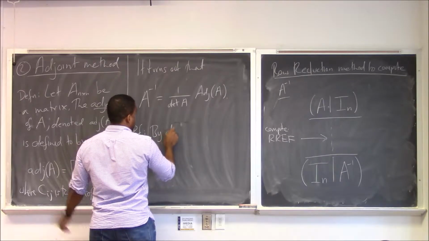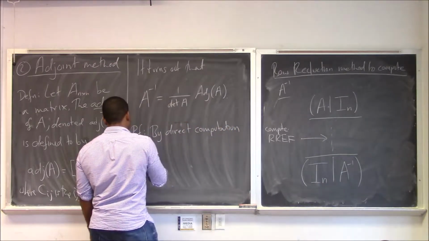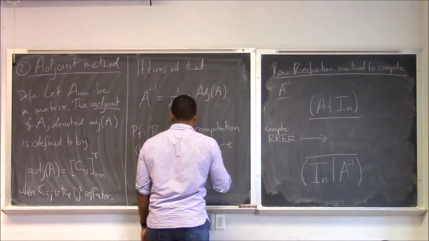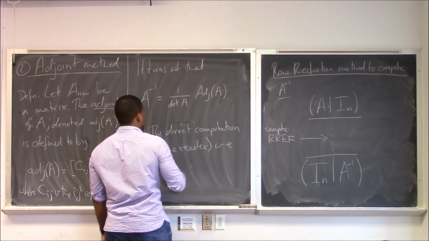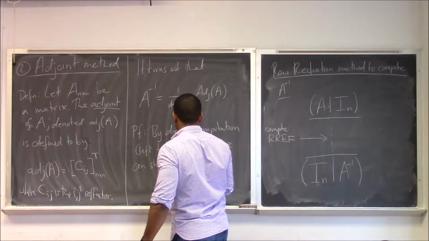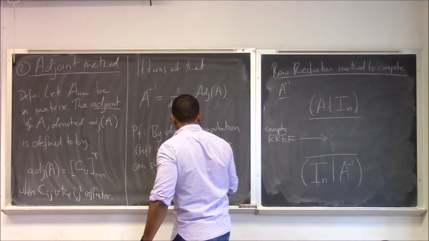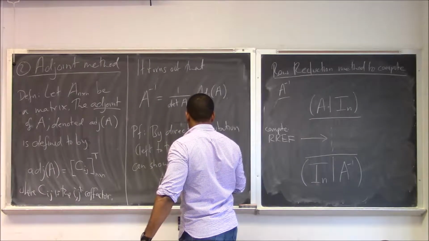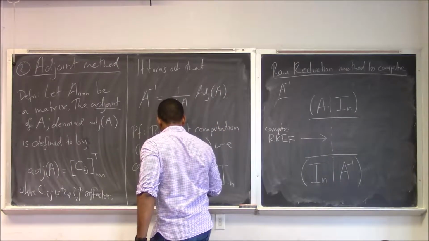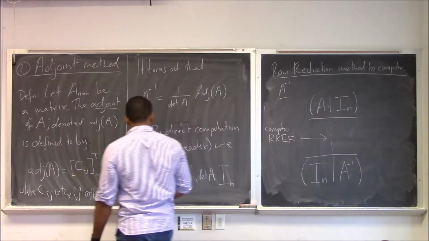Proof by direct computation, which we'll leave to the reader. We can show that A times the adjoint of A equals the determinant of A times the identity. You can show that, right?